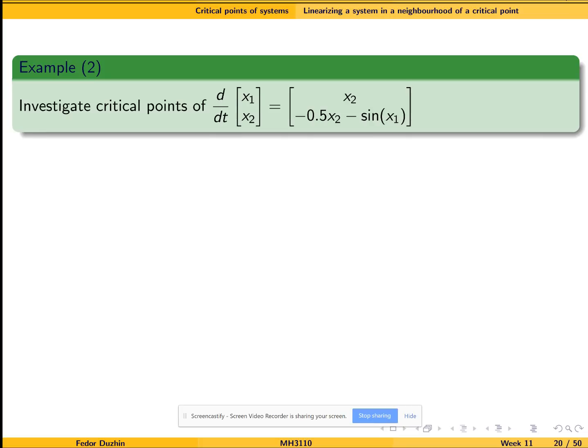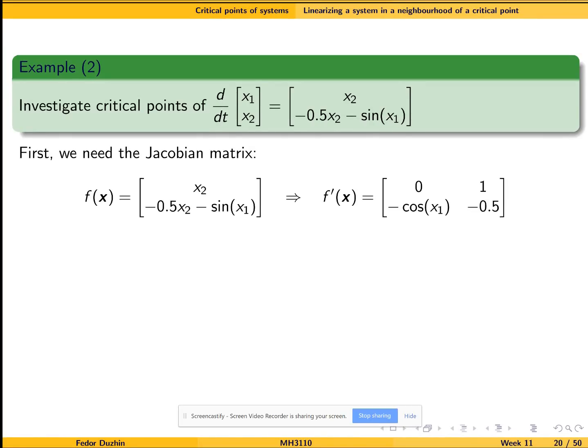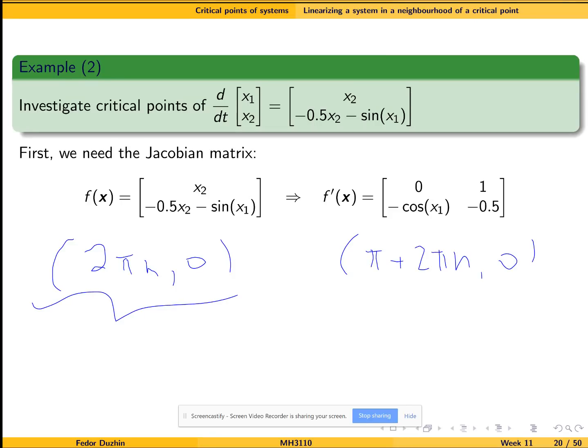Okay, so here is another example. It also comes from the previous lecture. Recall that in the last lecture, when we did this, the critical points were still 2 pi n and 0, and another series of critical points is pi plus 2 pi n, 0. And then from plotting the phase portrait, we saw that this should be a spiral sink.